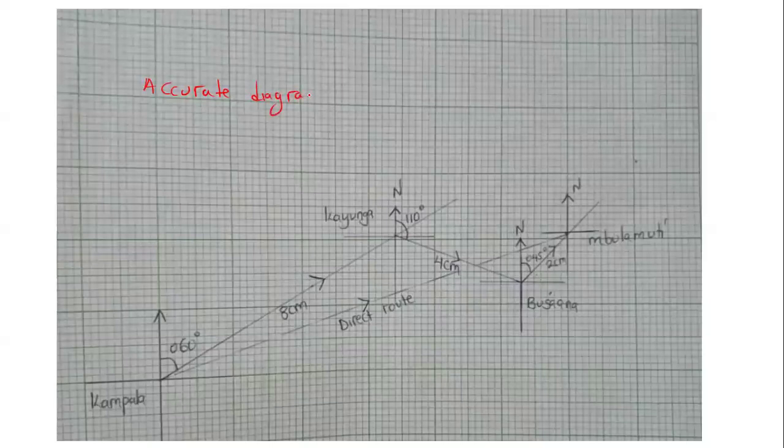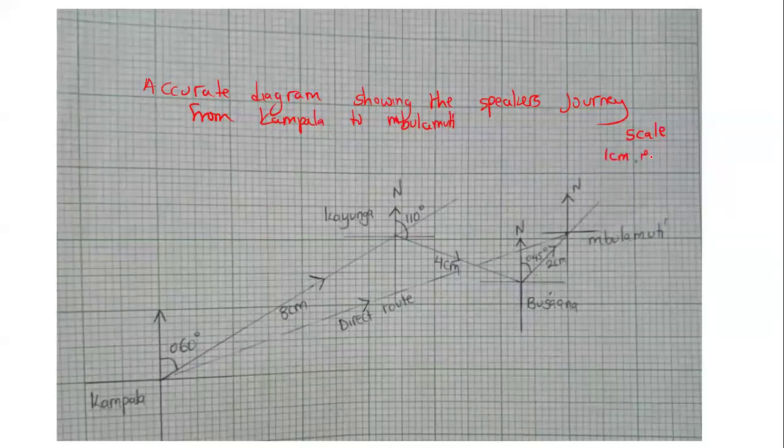diagram showing the speaker's journey from Kampala to Bulamuti. Then I'm going to go on and say my scale, I can put it here somewhere, that my scale is 1 centimeter represents 10 kilometers. So here, do not forget there is north. So that is how your diagram should look like.